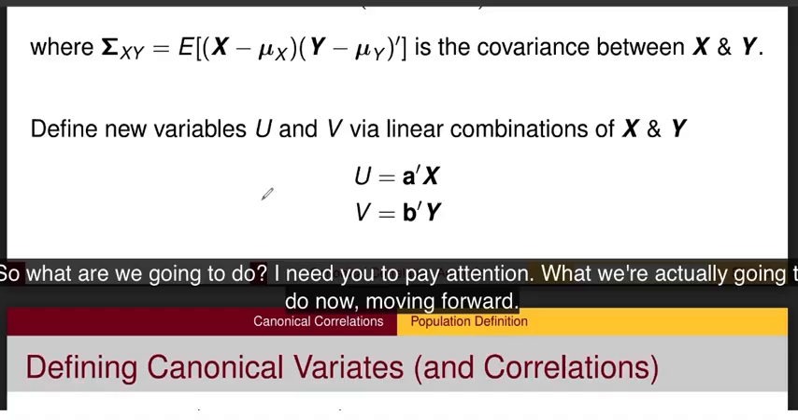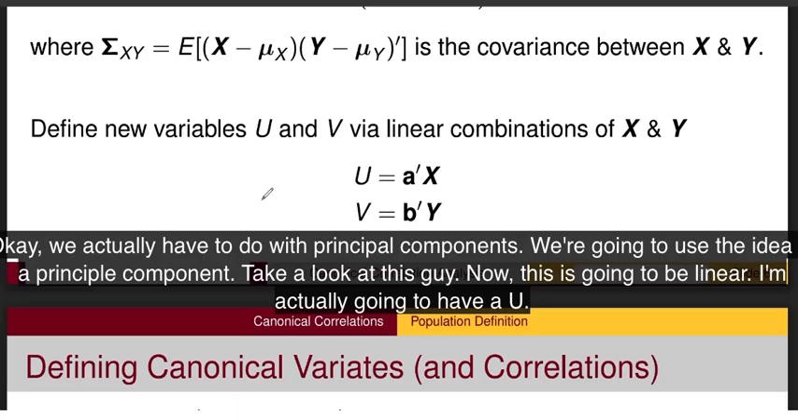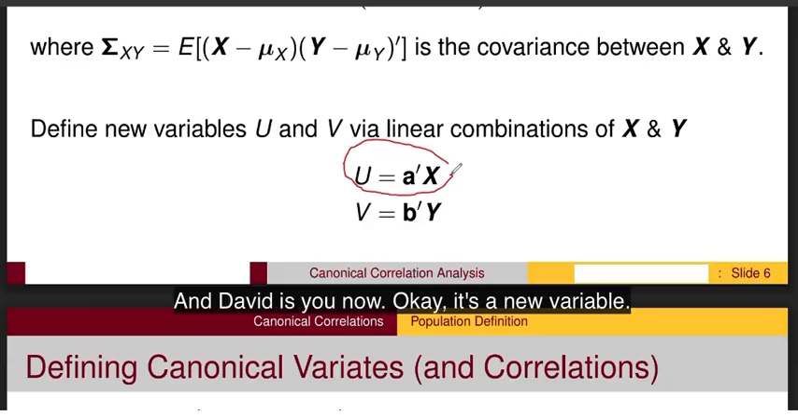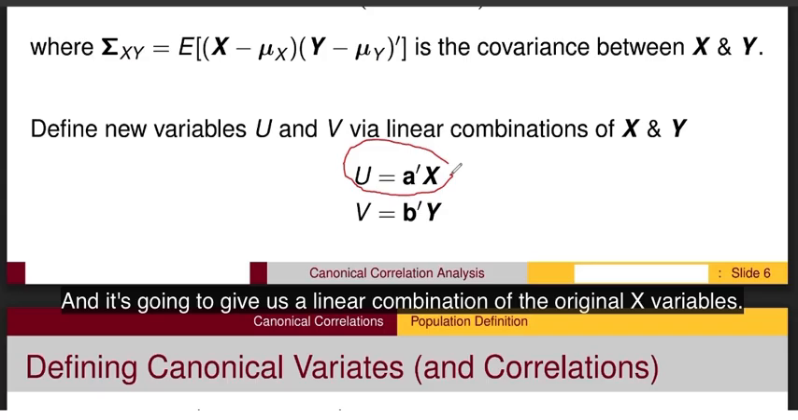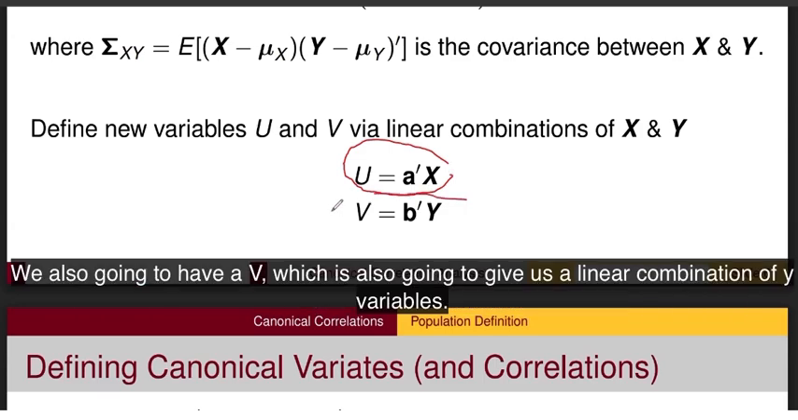So what are we going to do? I need you to pay attention. Moving forward, we have to deal with principal components. We're going to use the idea of a principal component. Take a look at this now. This is going to be linear. I'm going to have a u, and that very u is a new variable. It's going to give us a linear combination of the original x variables. We're also going to have a v, which is also going to give us a linear combination of the y variables.